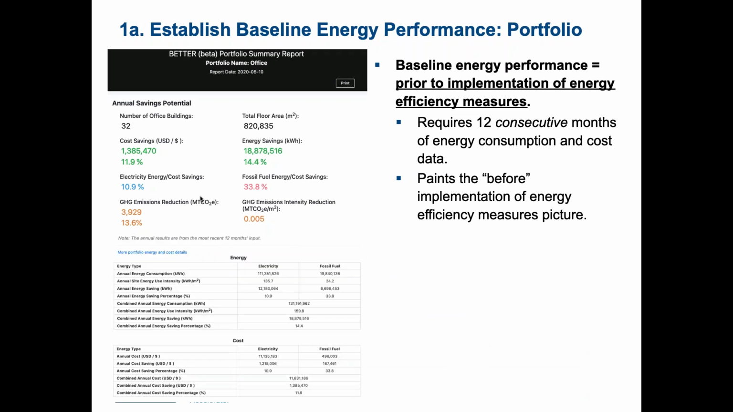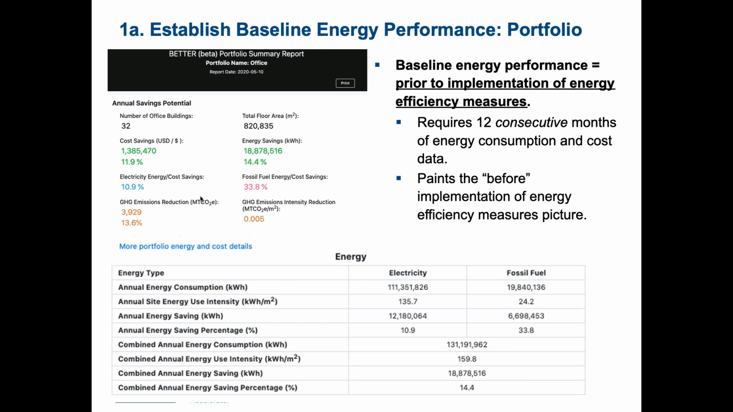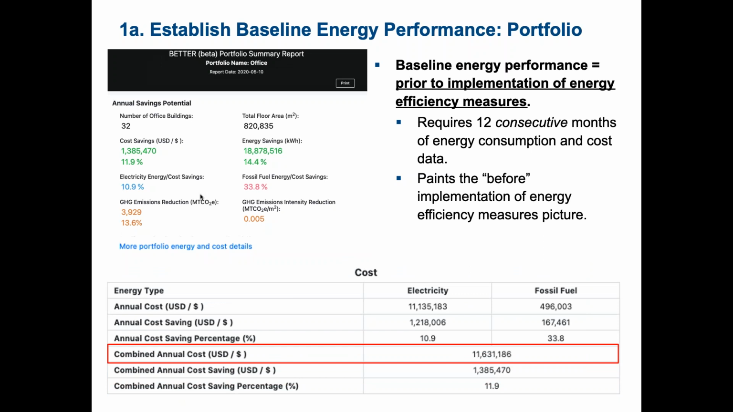In the portfolio output report, as Han mentioned, we've got these detailed tables. Right here, combined annual energy consumption. This is your portfolio's baseline energy performance. The before picture: how much energy is your portfolio consuming prior to implementing energy efficiency measures. And we can do the same for cost. These are all part of the portfolio summary reports, and you can identify these metrics by clicking on that more portfolio energy and cost details link.